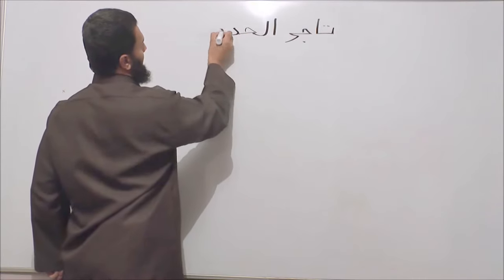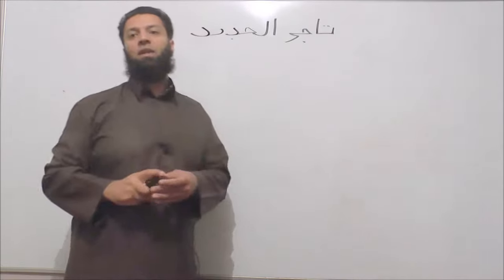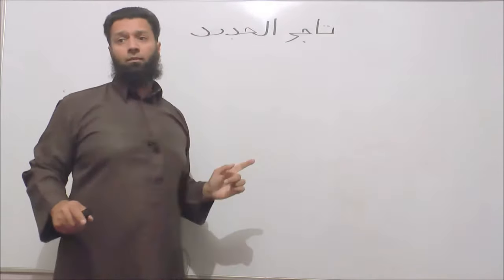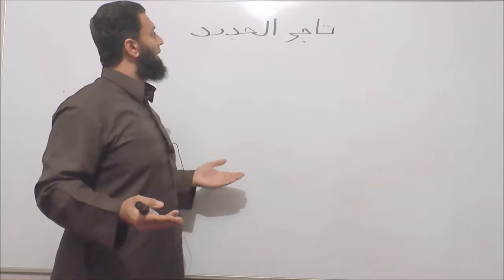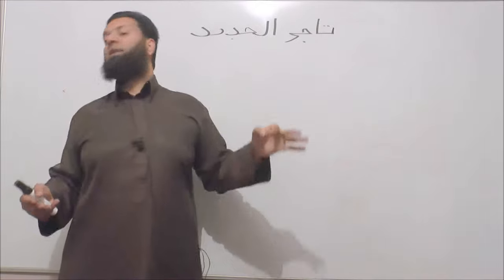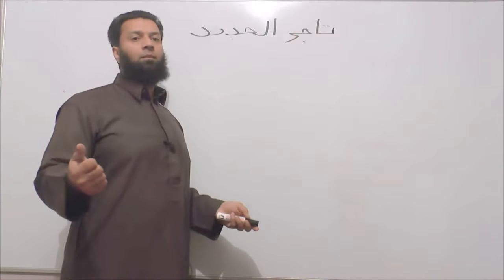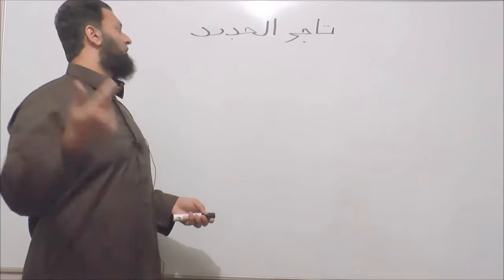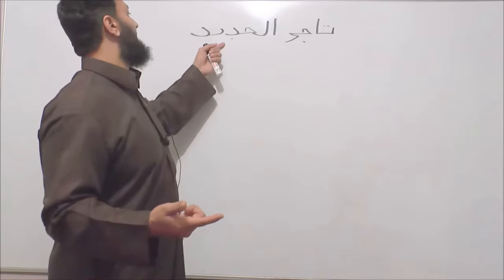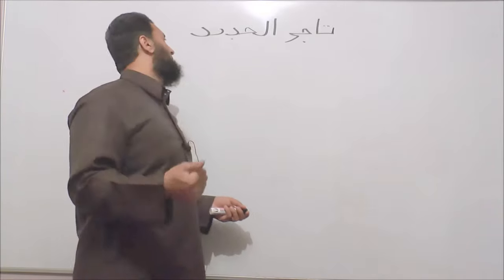خلاق تاجر الحديد. So we have two words, تاجر and الحديد. First of all, what type of words are these? Tajir. It's a noun. It's an ismun. Tajir or tajirun is an ismun. Al hadid is what type of word? Noun. Yeah, an ismun, a noun.